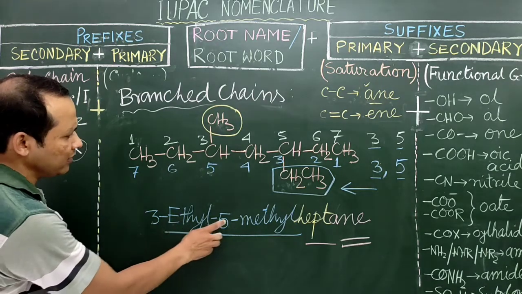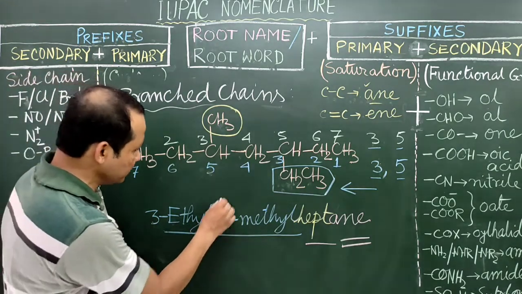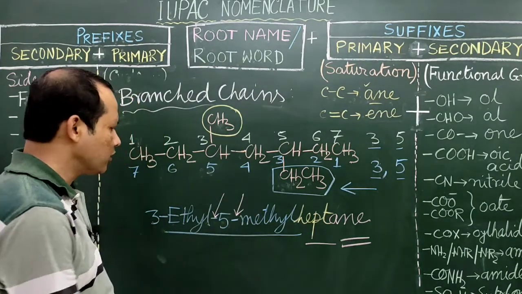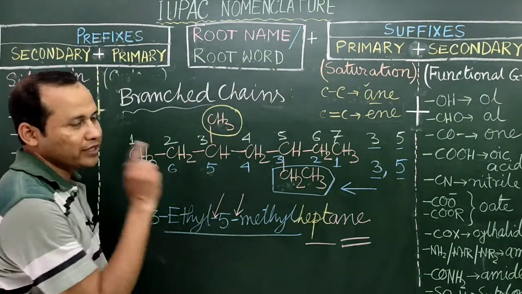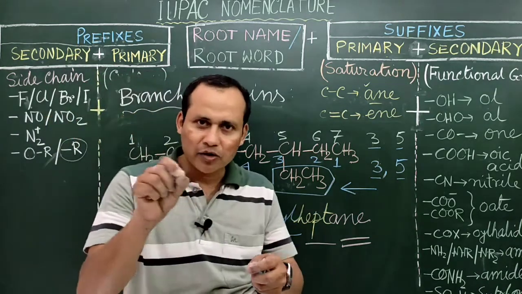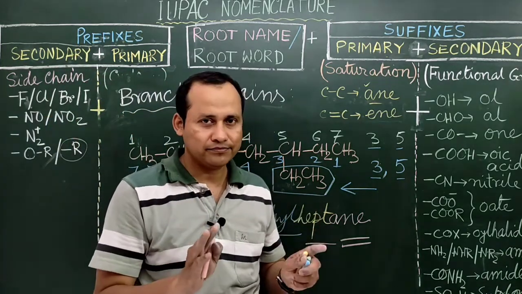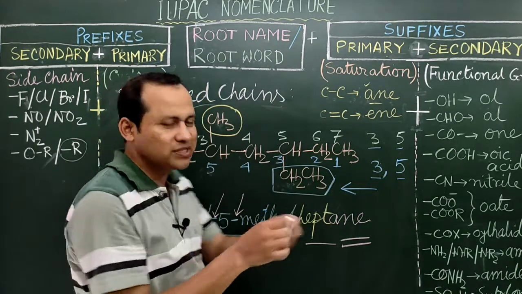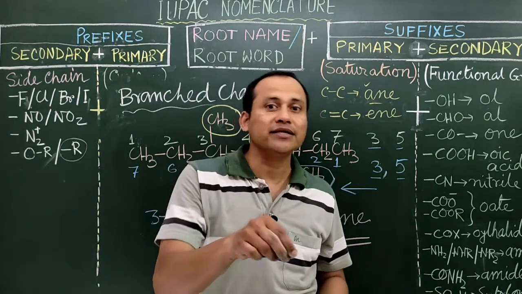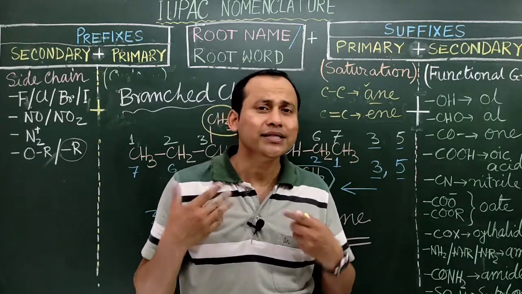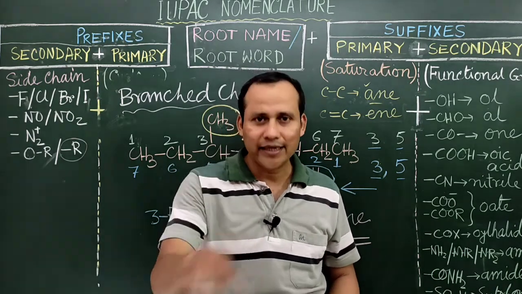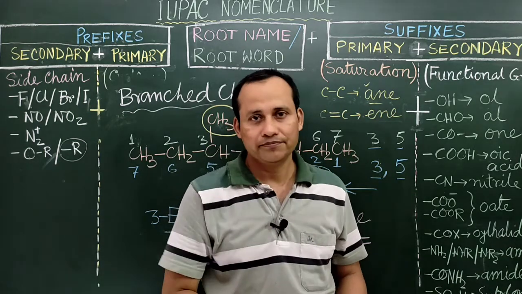So 3-ethyl, 5-methyl, and look at one thing: one dash here, another dash here, because always between one number and a letter a dash or hyphen will be given. Now if we change the positions of these groups a little bit, then another interesting thing arises. So what is the interesting thing? Let me show one example, then I am coming to the rule.